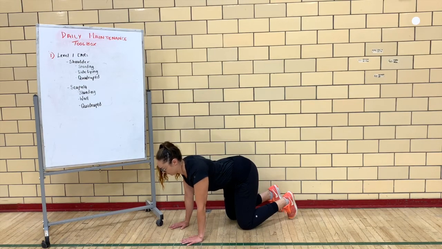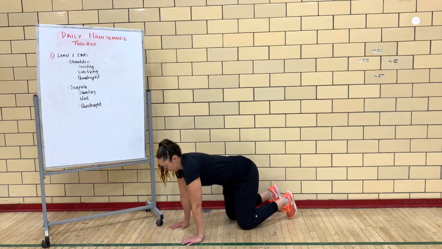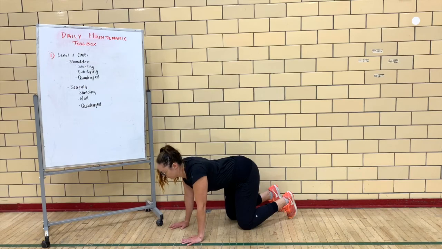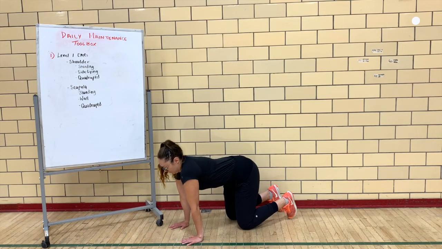And again, you're starting with a minimum of 2 boxes in each direction, trying to get as much movement out of those shoulder blades as possible. At first, it might not be very much, and that's totally okay.